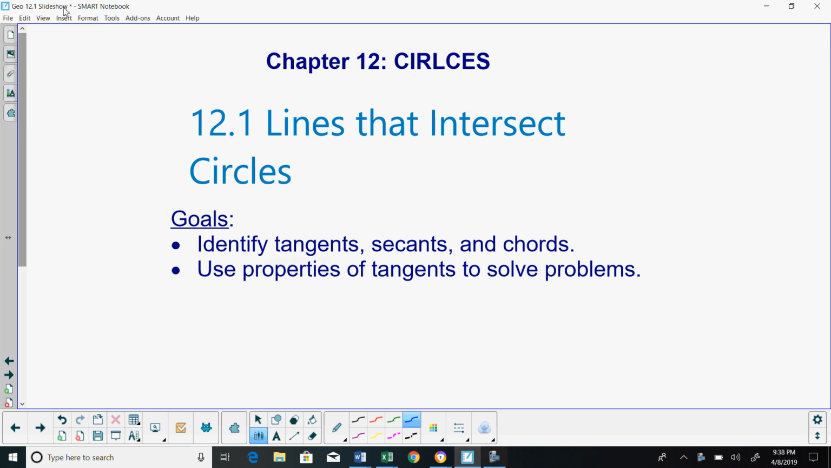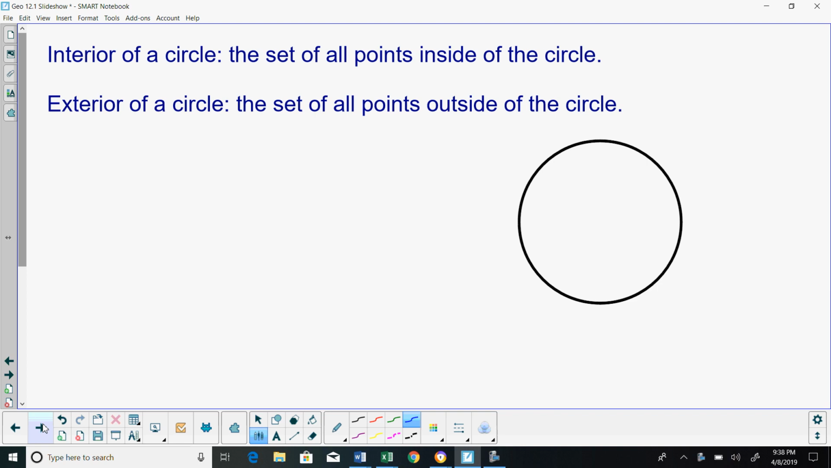We are looking at chapter 12, circles. And the first section in this chapter is 12.1, lines that intersect circles. So your goals in this section are to identify tangents, secants, and chords, and to use properties of tangents to solve problems. So let's talk about, first of all, the points that are associated with the circle.